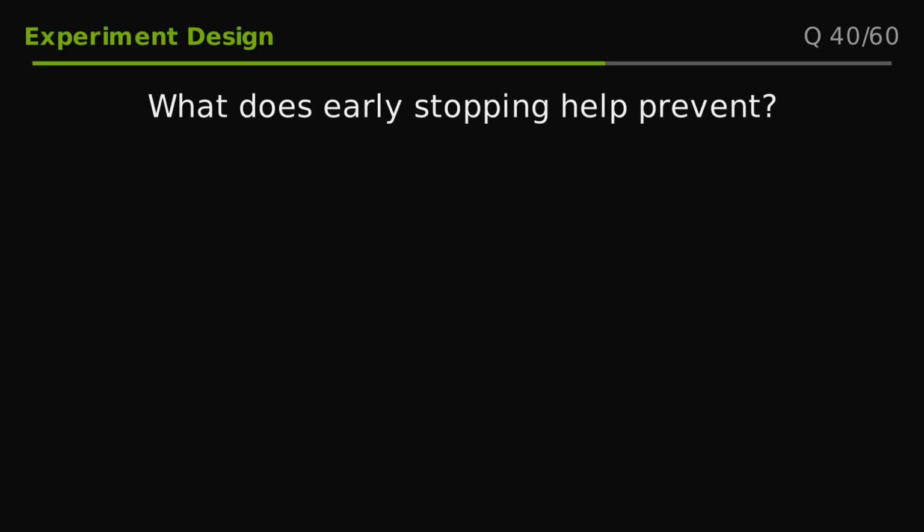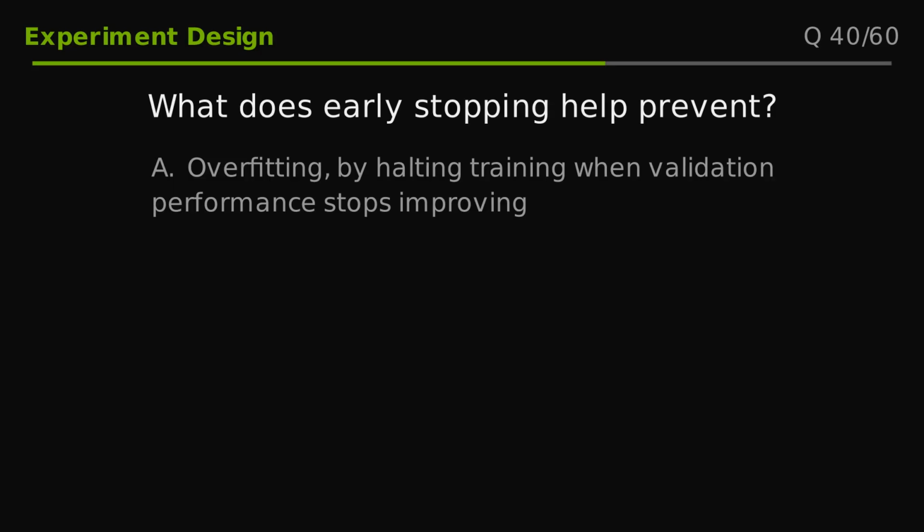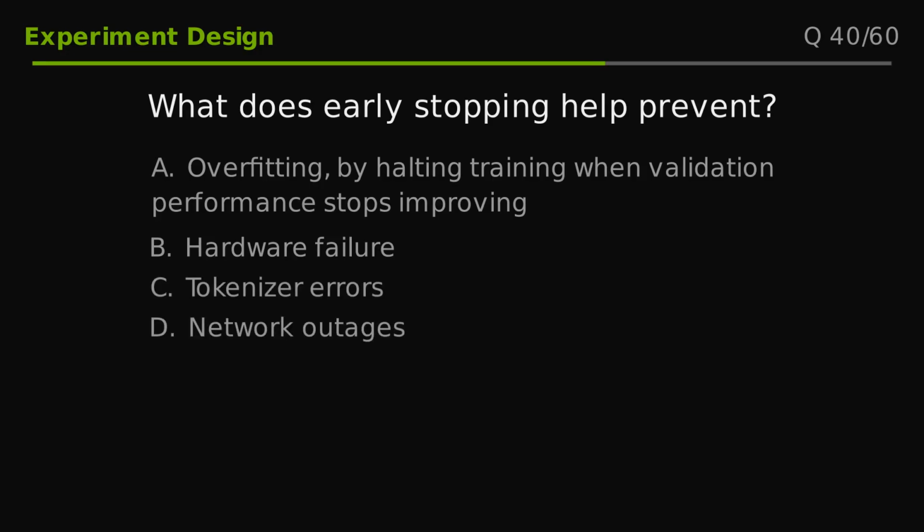Question 40. What does early stopping help prevent? Option A. Overfitting by halting training when validation performance stops improving. Option B. Hardware failure. Option C. Tokenizer errors. Option D. Network outages.